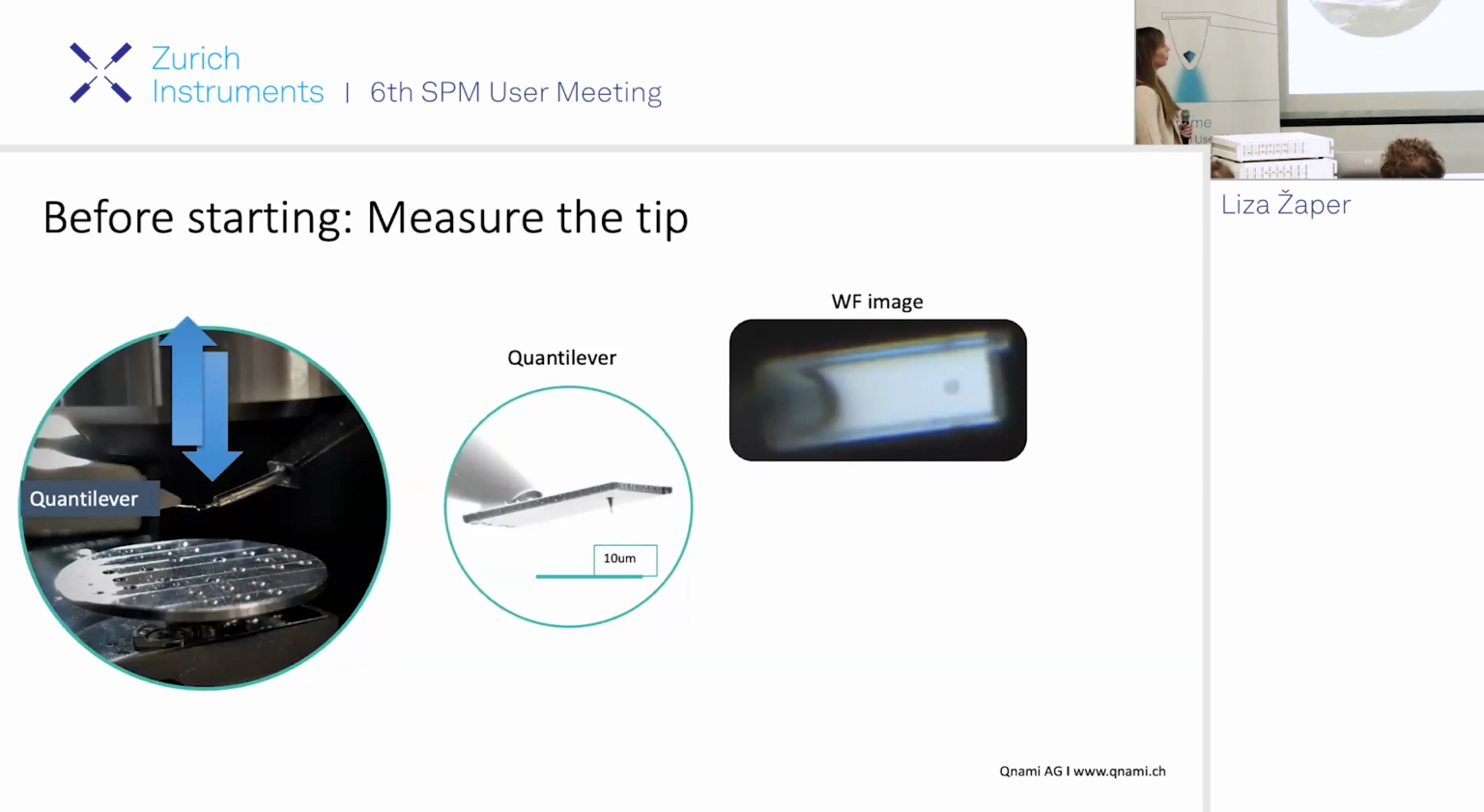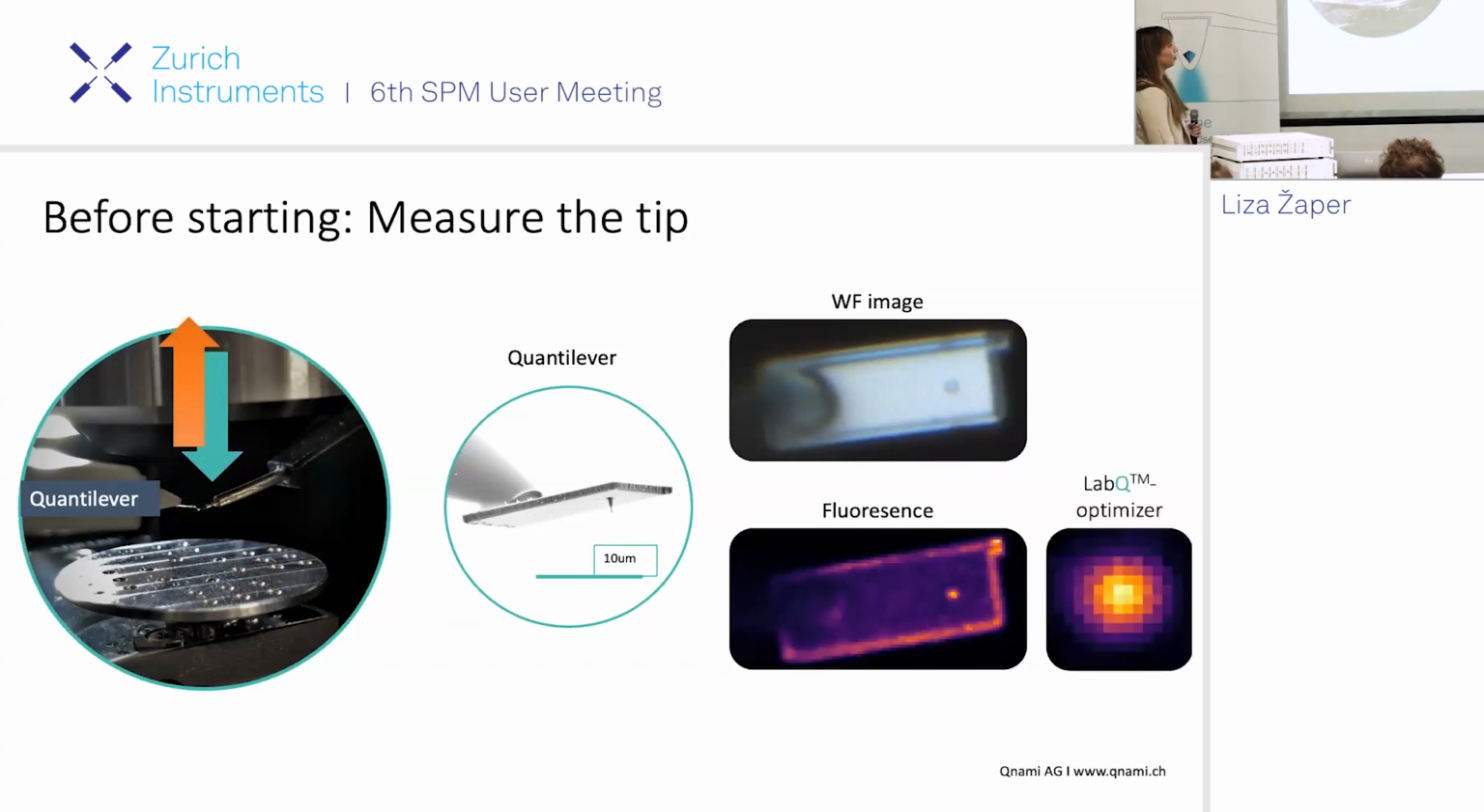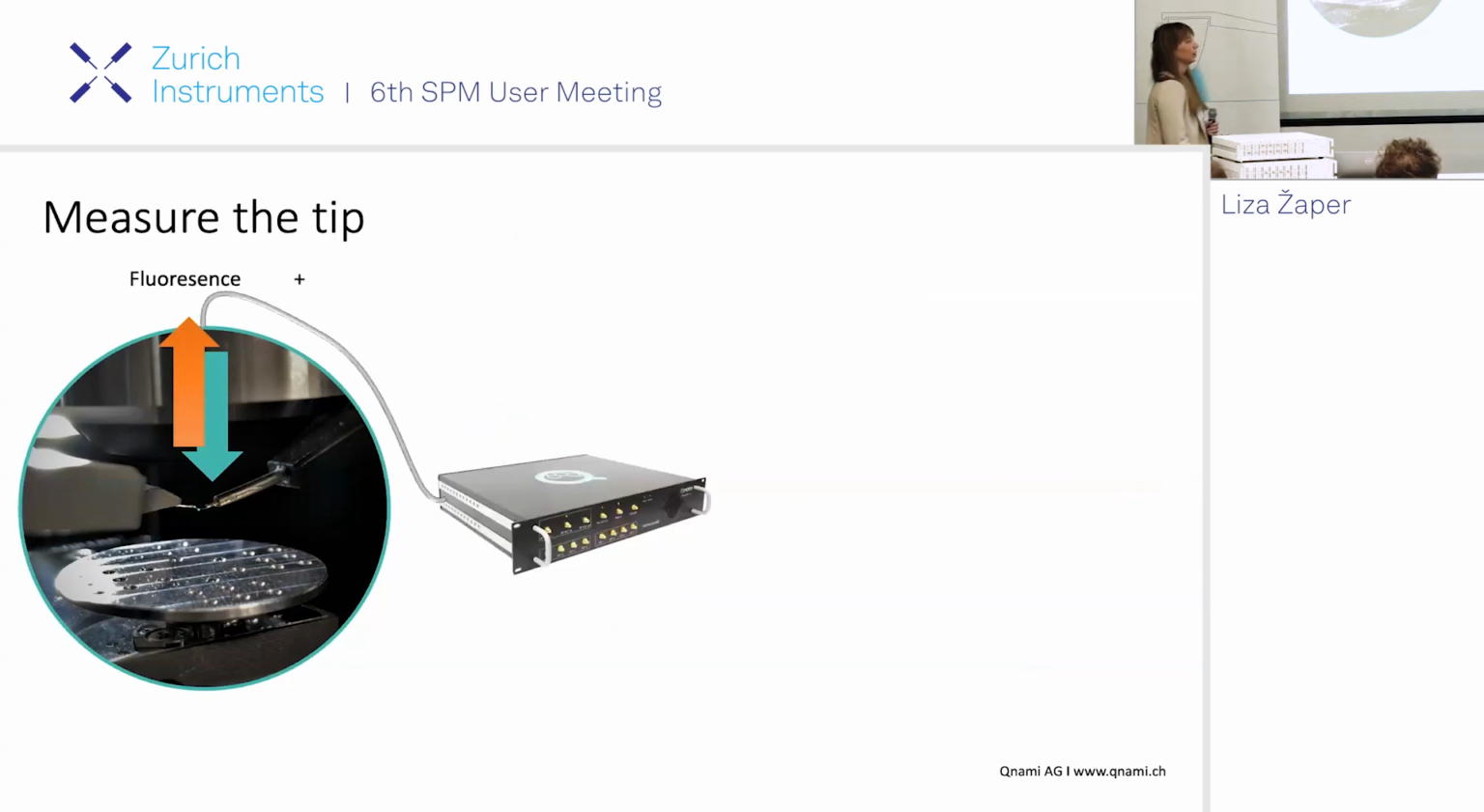Okay, then at this point, we can start measuring the tip features. So before starting a measurement in our sample, we want to optimize the main parameters of the measurement. To do that, we will measure the tip properties far away from the sample. First we perform a quick objective image, then we perform a fluorescence scan, and by using an optimizer function, we track the NV center position.